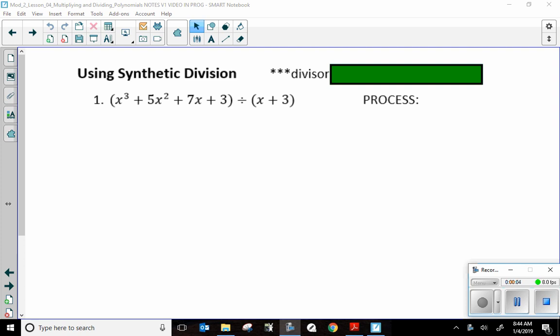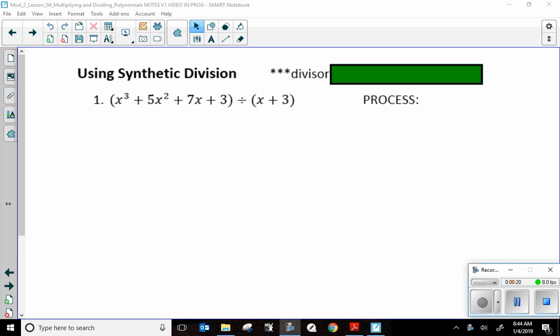Man, part 3. Part 3. So this is Unit 2, Lesson 4, Part 3. All right? We are going to start Part 3 with synthetic division. That's where we left off.